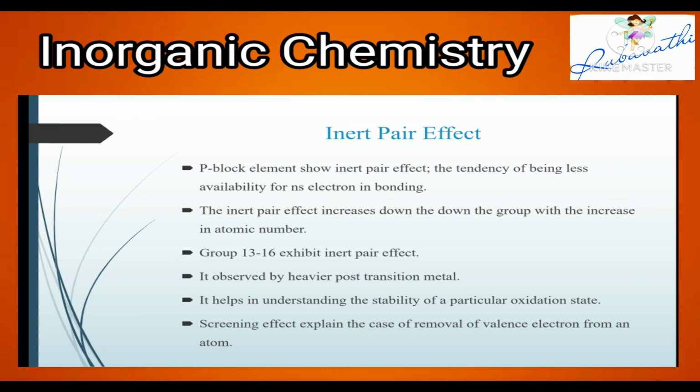The screening effect explains the removal of a valence electron from an atom. Also, the inert pair effect helps in understanding the stability of a particular oxidation state for a particular element. For example, aluminium 3+ is more stable than aluminium +1 due to the absence of d and f orbitals. In the case of thallium, thallium +1 is more stable than thallium 3+ due to the presence of d and f orbitals.